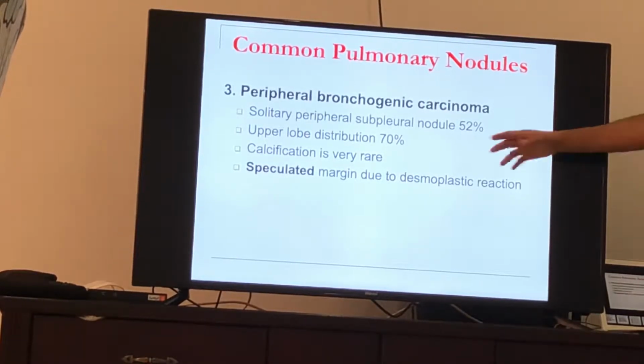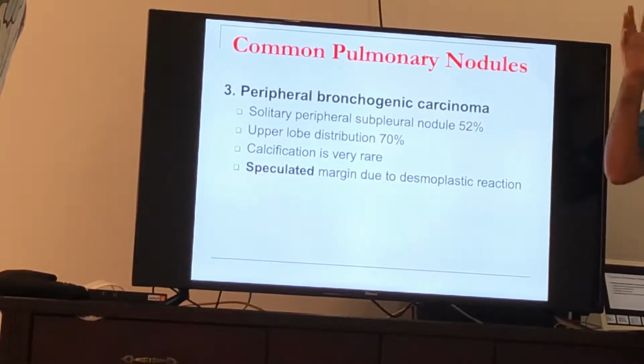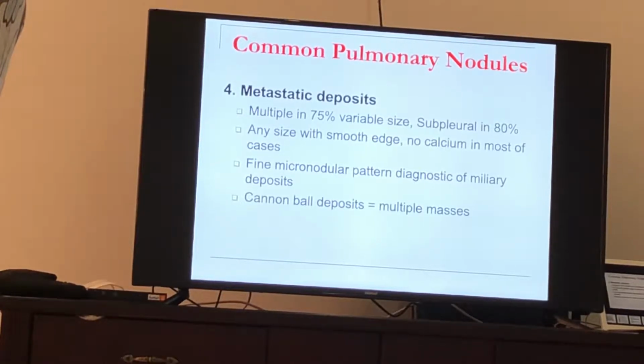So as we said, if it's upper lobe in 70% and it's subpleural in about 50%, then you would probably be more suspicious about it. If it has a spiculated border, then definitely we're talking about malignancy. It could be also metastatic. Metastatic deposits are usually multiple.